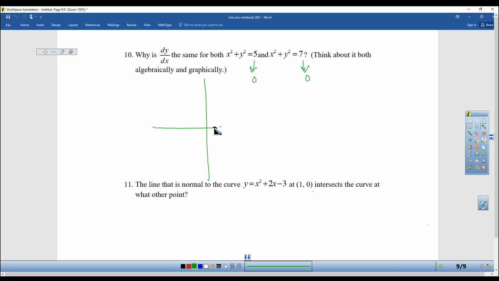Graphically, they're circles. So one is a circle with radius 5, and one is a circle with radius 7. Actually, square root of 5 and square root of 7. And so at any point on that circle, you see how it has the exact same slope? It doesn't matter that it has a different number there because the derivative will end up being the same.